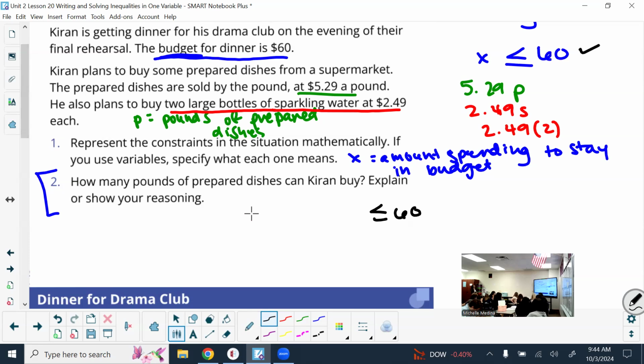Go back. Okay, combine means what in math? Okay, so maybe if I just combine my constraints, my expressions, like this, 5.29p plus, I don't really want to use this one because then I'll have 2 unknowns and we actually know how many he's buying. Plus 2.49 times 2, that makes one inequality with all of our constraints, right?